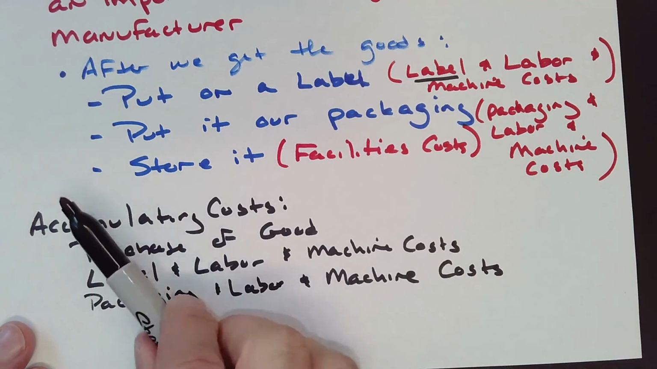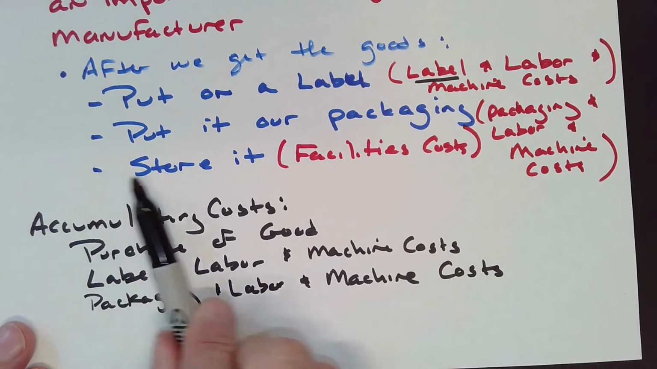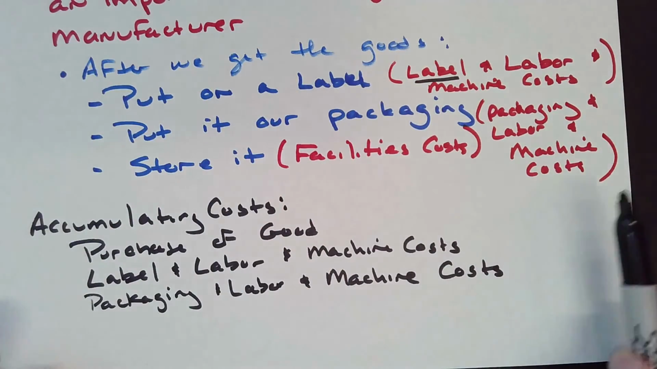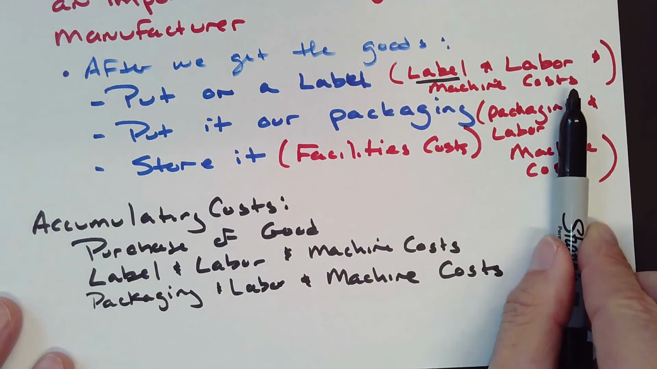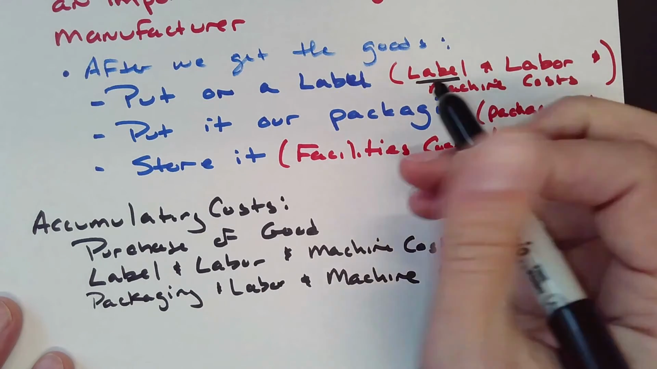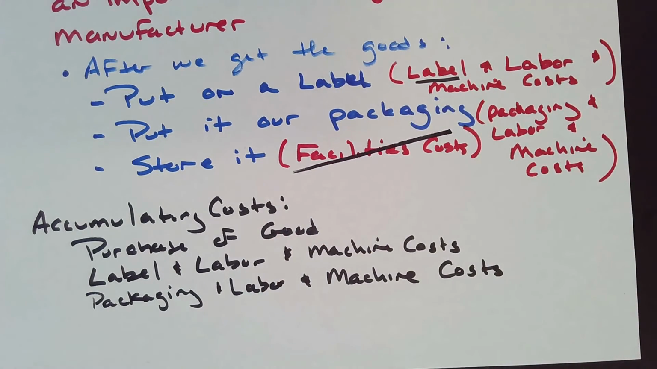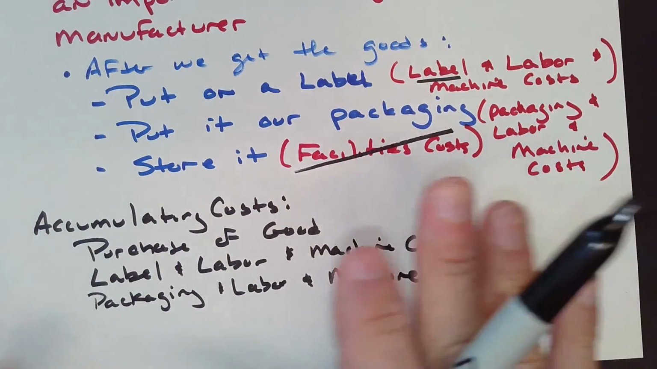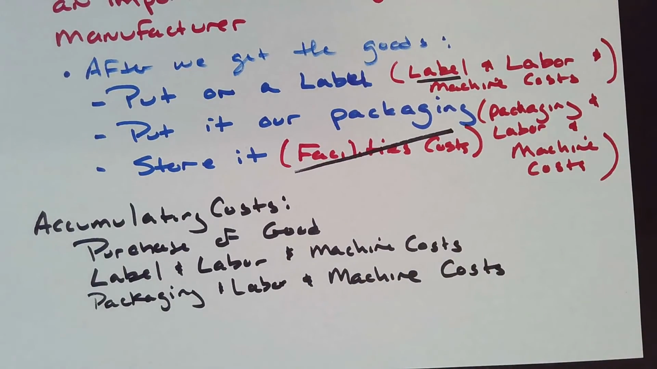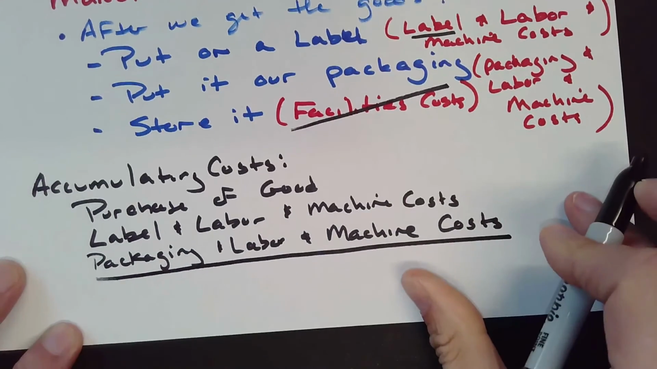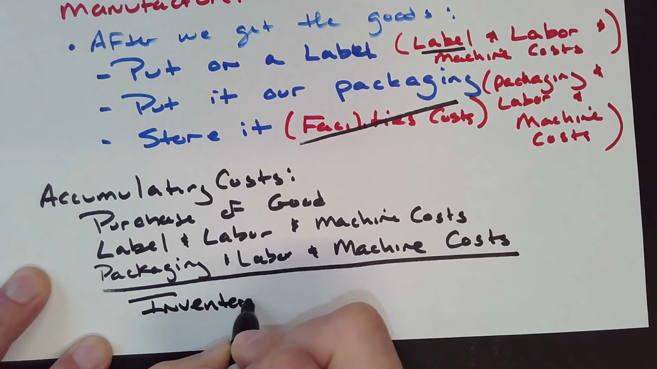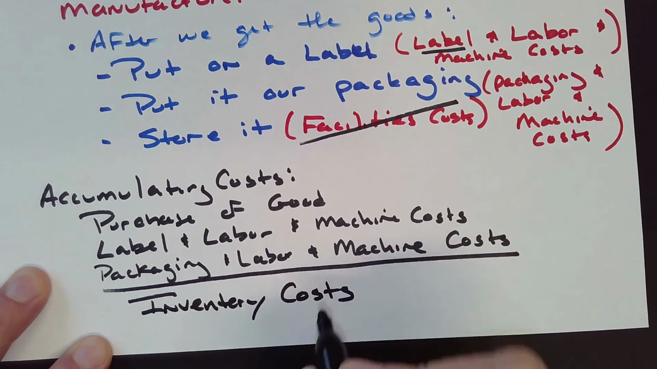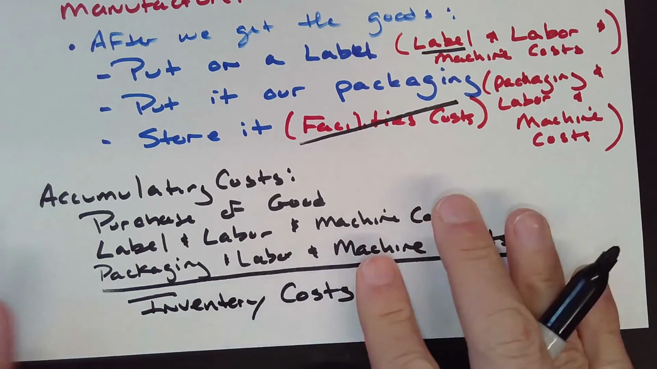How about storing it? Is that making any change to the goods? And the answer for that is no. So these facilities costs, no, those are not going to go in. But everything else, I can make the argument should go into inventory. So we're going to add all this up, and these are my inventory costs. So that's a wholesaler.